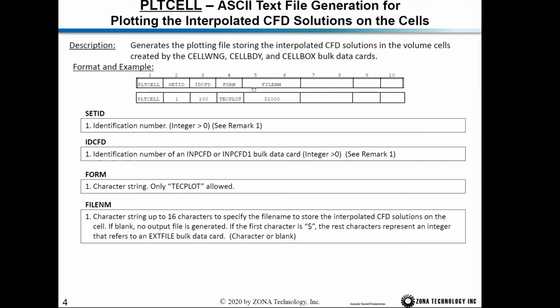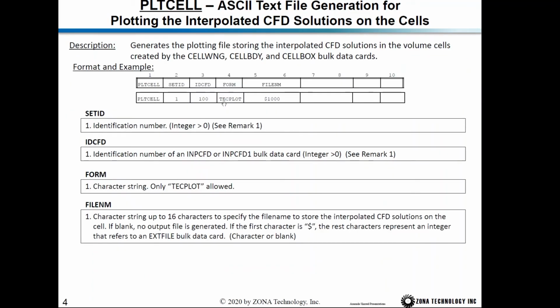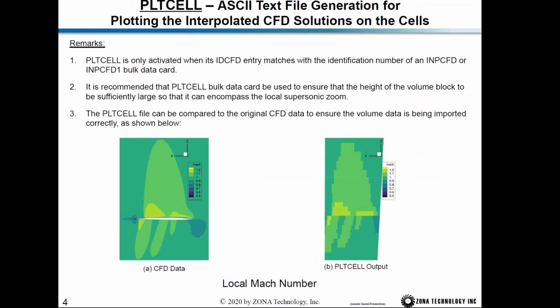And then you give a file name. Again, if the file name is too big, then you can specify a $ sign followed by an integer. This integer refers to the EXT FILE Bogota card. In that card, you can specify a longer name. And so the PLOT CELL card is active only if this ID CFD matches with the IMP CFD or IMP CFD1 card.